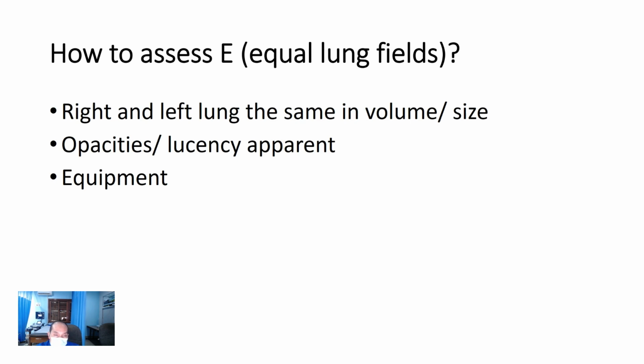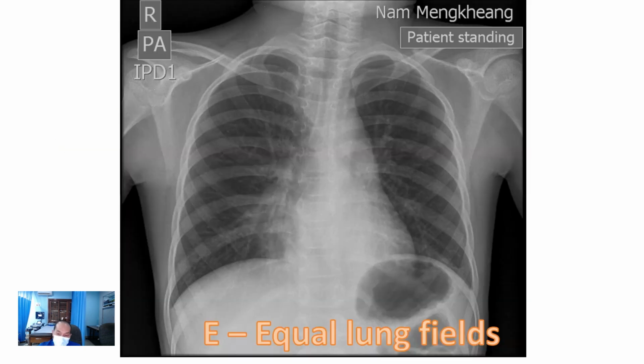And next, we have to assess for E. E means equal lung field. We assess the lung volume and opacity in both lungs and any medical equipment in the chest. So here is an example of unequal lung field between right and left.